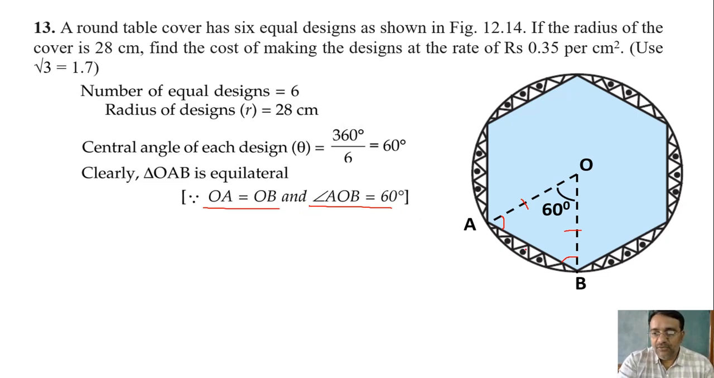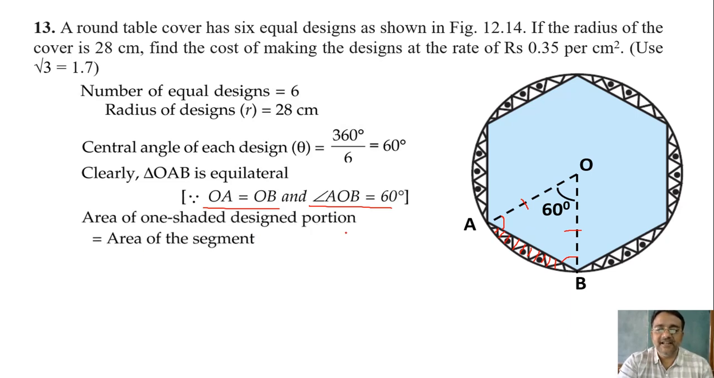So area of one design, matlab area of one minor segment. How will you find this design? Fast. How will you find this design? So area of major segment minus area of triangle. Right. Very good. Area of one shaded design portion, that is equals to area of segment, and that will be equals to area of sector minus area of triangle OAB.